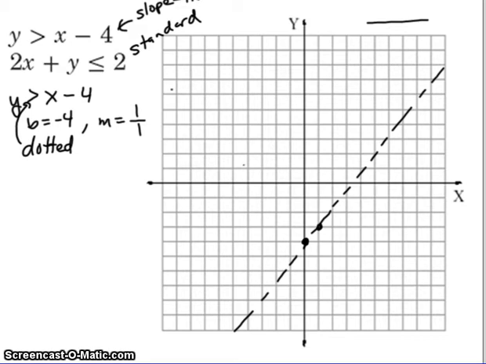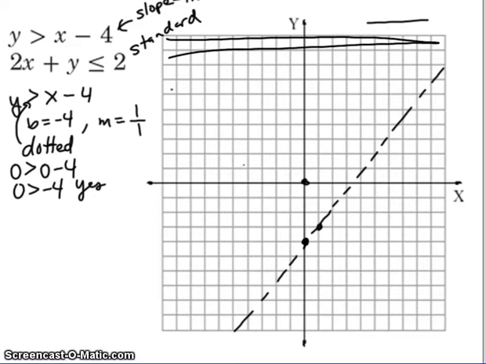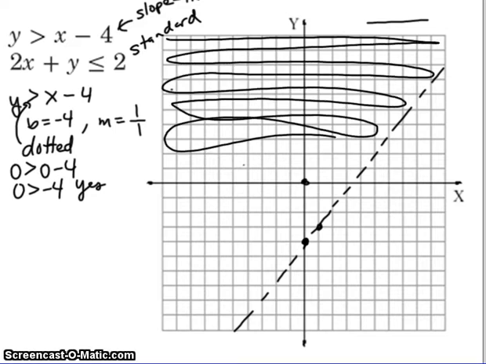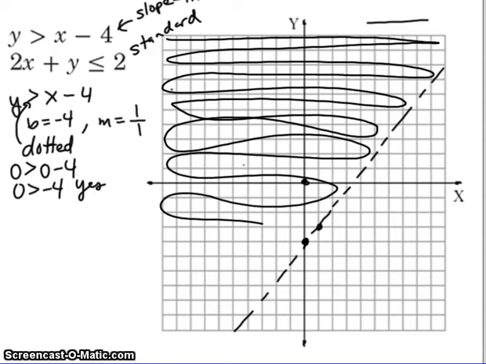Where do we shade? Here's 0, 0. Plug 0, 0 into this equation. 0 is greater than 0 minus 4. 0 is greater than negative 4. Yes, that's true. So we're going to shade the side with 0, 0, this big region here. Good. All right, second problem.